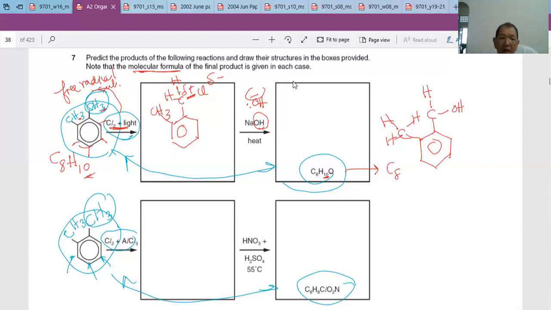Now, this is like an alkyl halide, right? So of course this one will attack here. Remember that the C-Cl bond here is weak. If the Cl is on the ring, cannot. Remember that the chlorine on the ring cannot. So it will attack this carbon here, and of course give you this product.